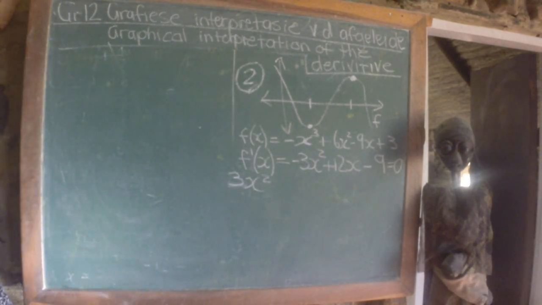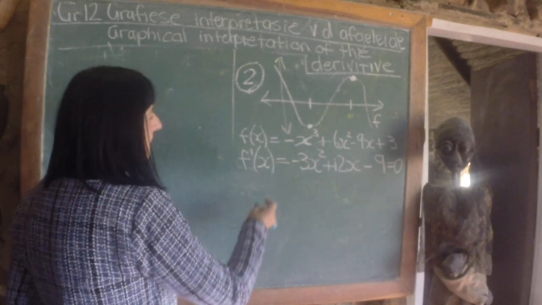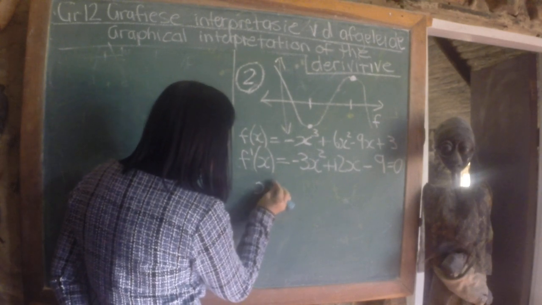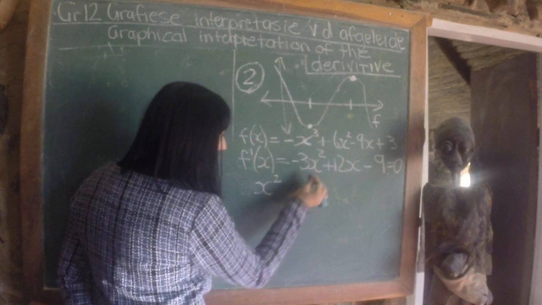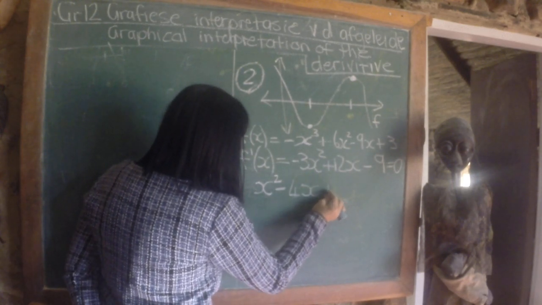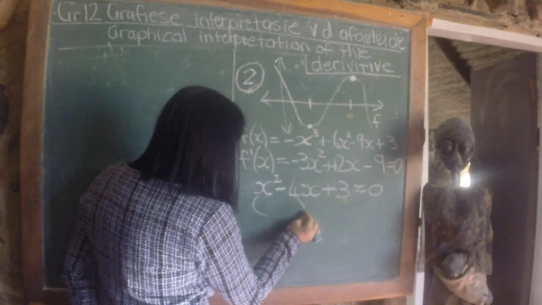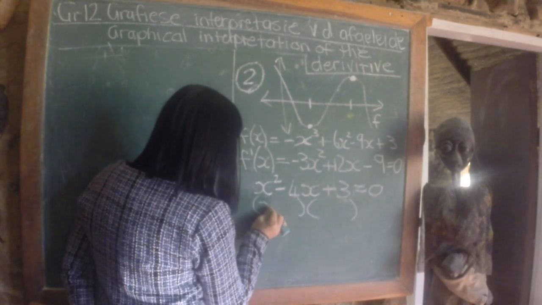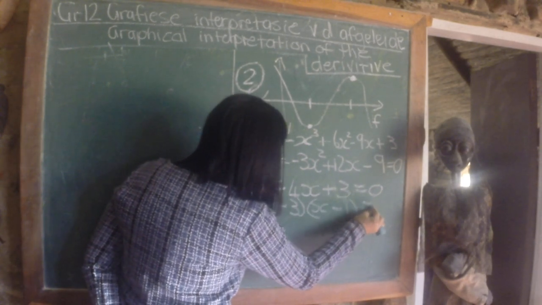Think, this will be easier. We've got the power of the 0. So we can go and divide right through with minus 3. So I have minus 3x squared divided by minus 3 is x squared, divided by minus 3 is minus 4x divided by minus 3 is plus 3. Then I can factorize. So I have (x minus 3)(x minus 1).